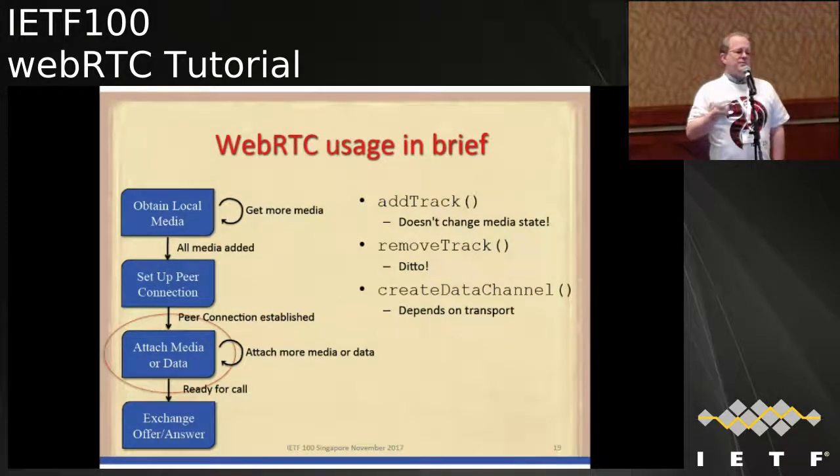The simplest way to have media flow is to call addTrack. This is a peer connection call. And what it does is it basically tells the browser, I want you to negotiate how to send media. It doesn't actually cause media to be sent yet. You can also create a data channel as well at this point.